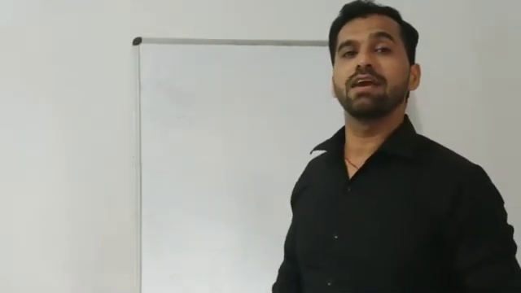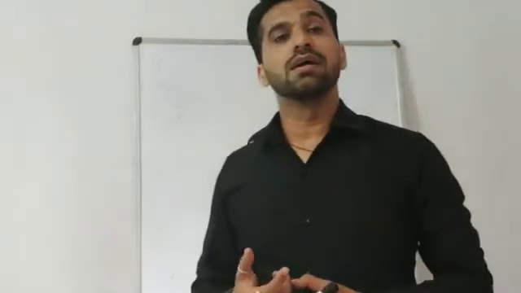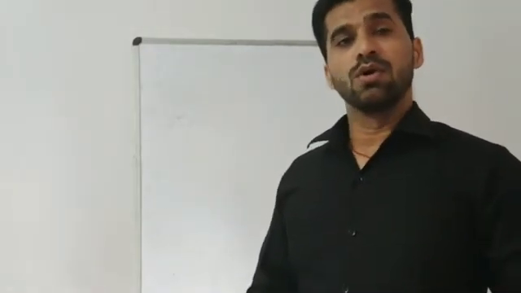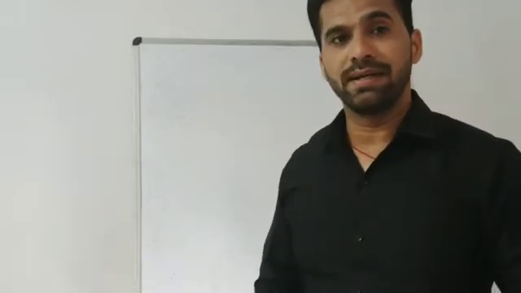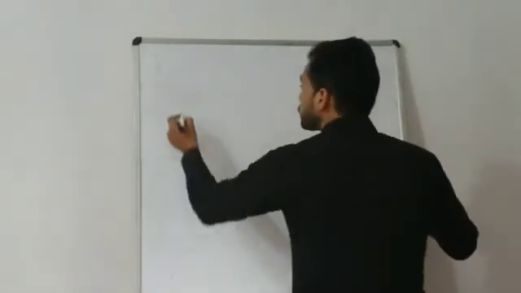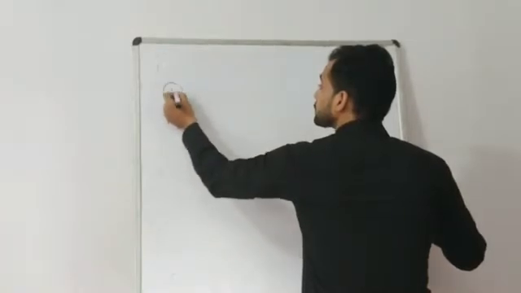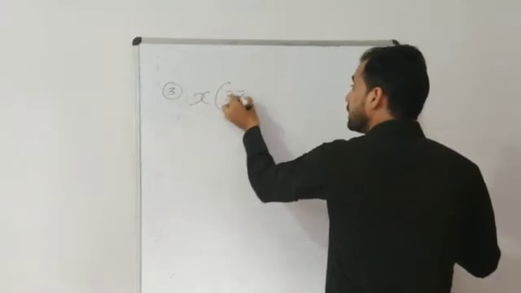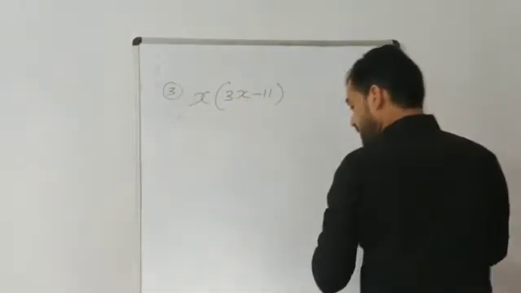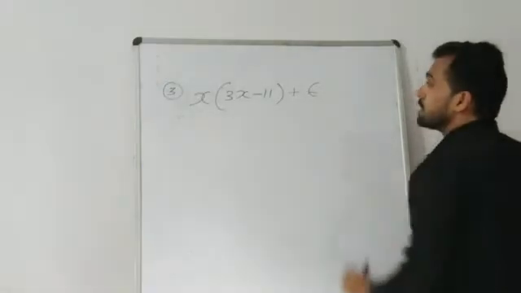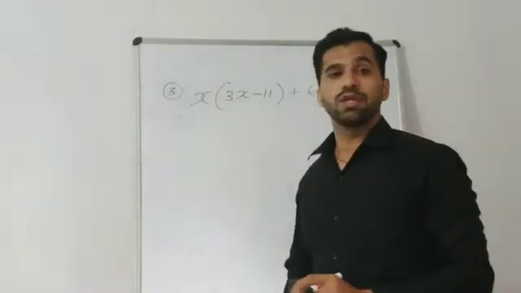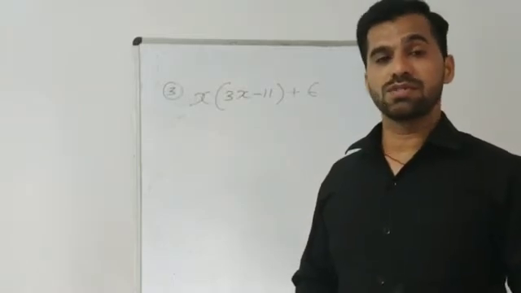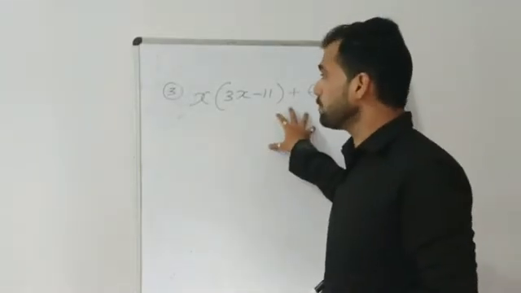Now we are going to solve one more question of this type, where we have been given brackets and we first have to find the trinomial expression, and then after getting it we have to split the middle term. So suppose we have given x into 3x minus 11 plus 6. This type of question you will get in exercise number 4c, question number 3.